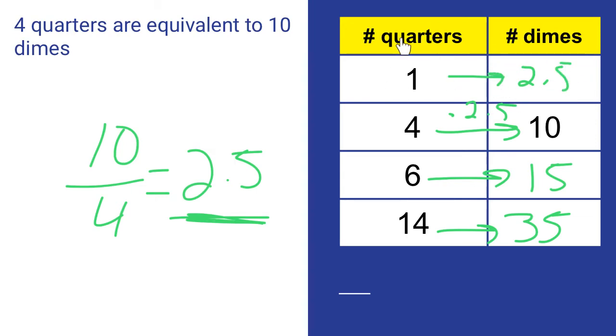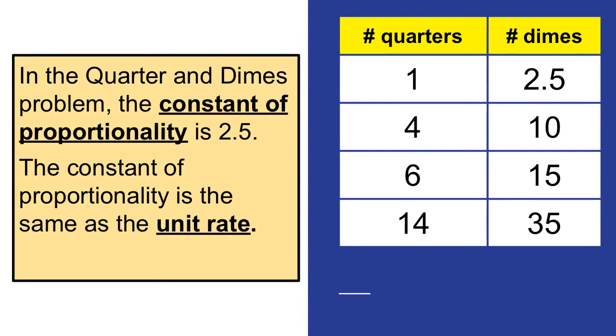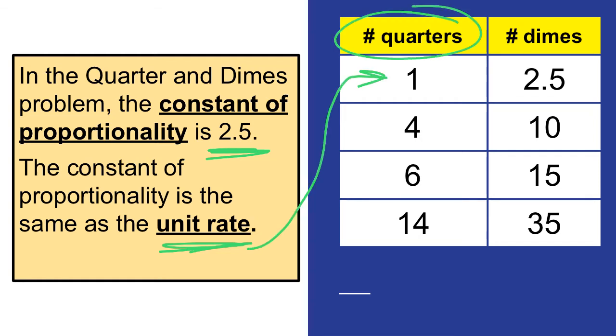When the left column is 1, we can identify that constant proportionality by what's in the right column. So in the quarter and dimes problem, the constant proportionality is 2.5. And the constant proportionality is the same as the unit rate. That's why we can see it right here. When this column is 1, this column over here on the right identifies what the constant proportionality is.